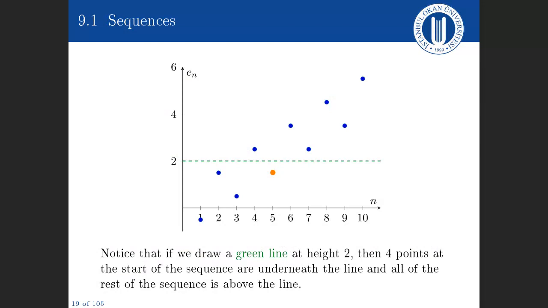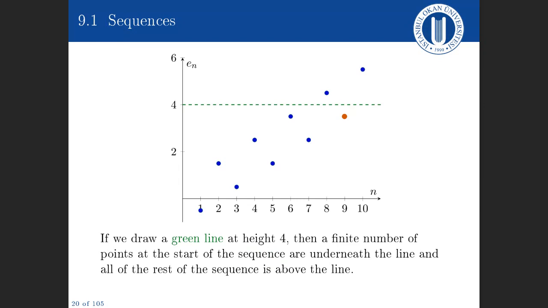Here's a graph of the sequence e_n again. That's the one that I defined using the floor function. Note that if we draw a green line at height 2, then 4 points of the sequence are underneath the green line and all of the other points are above the green line. Well, if instead of height 2, I said let's draw a line at height 4, then again we have a finite number of points at the start of the sequence underneath the line, and all of the rest of the sequence is above the line. This would be true for any number.